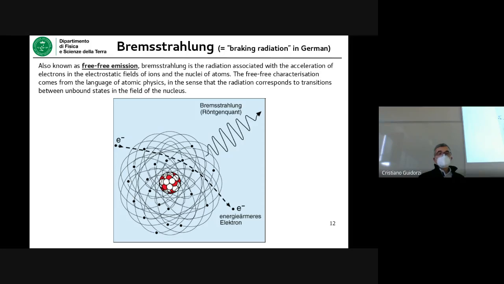So the electron loses an amount of energy due to the fact that it is Coulomb accelerated by the close passage in the nearby of an atom. This is also called, in atomic physics parlance, free-free emission. Free refers to the state of the electron. It is free before the encounter. It is free after. So in any case, it's not a bound electron, either before or after. So it's a transition from a free state to a free state, if you want.